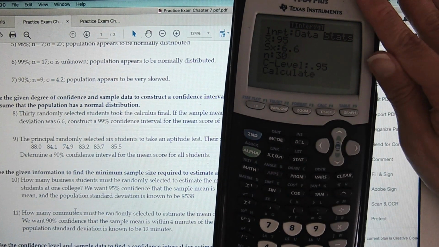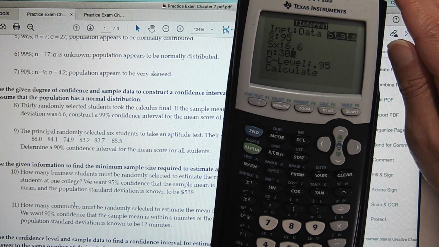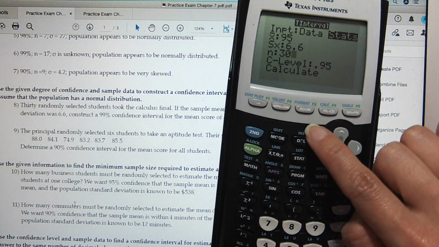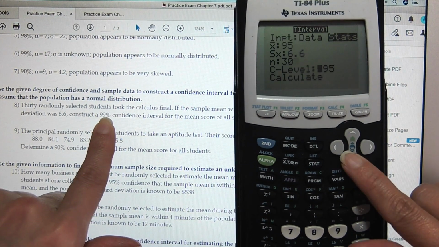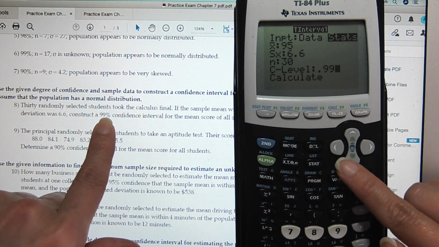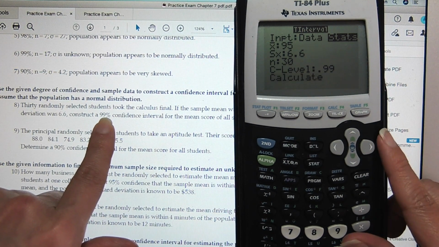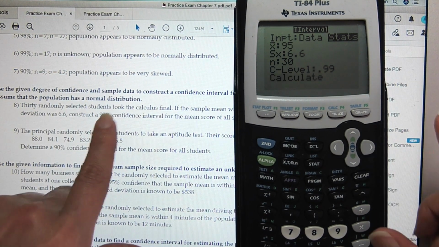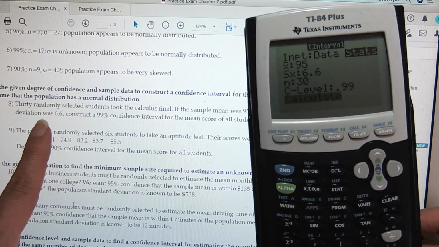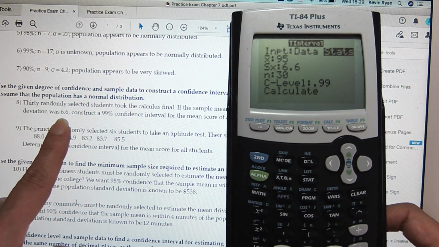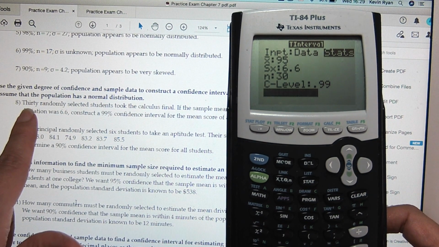Okay. Sorry, I need to write. Okay, 30. Then what's my confidence level? Confidence level is 99%. 99. Okay, so that's the way you type it. Sample mean is 95. Standard deviation, this is a sample, 6.6. The sample size is 30.